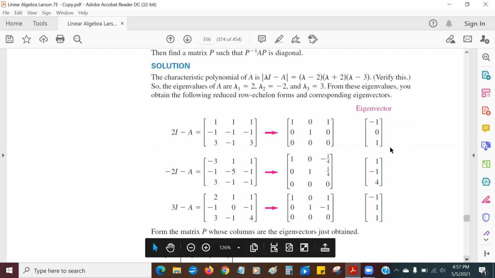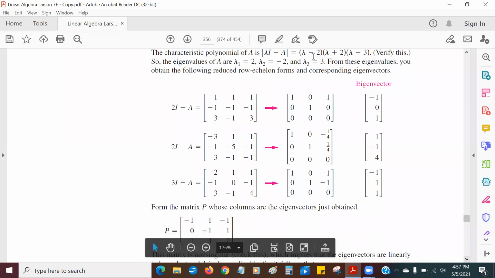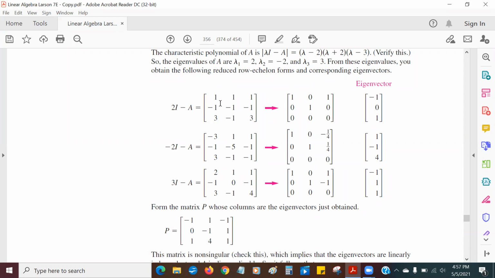So when I put in lambda 1, which is equal to 2, I get 2I minus A, which gives me this, which I can row reduce to that, and that's going to mean that x2 is going to equal 0, and if x3 is t, then x1 will be negative t. So that's why you get the eigenvector -1, 0, 1.